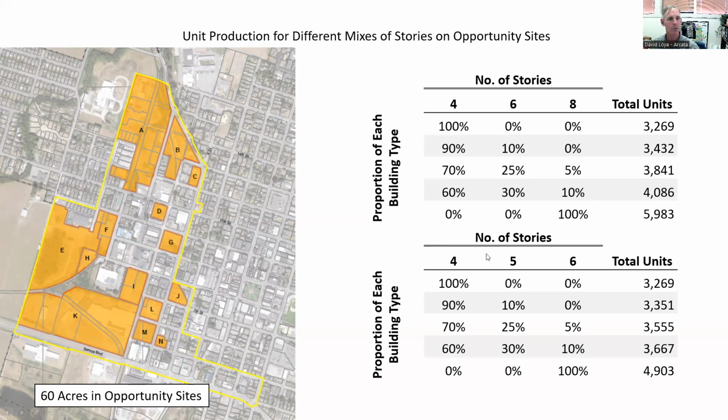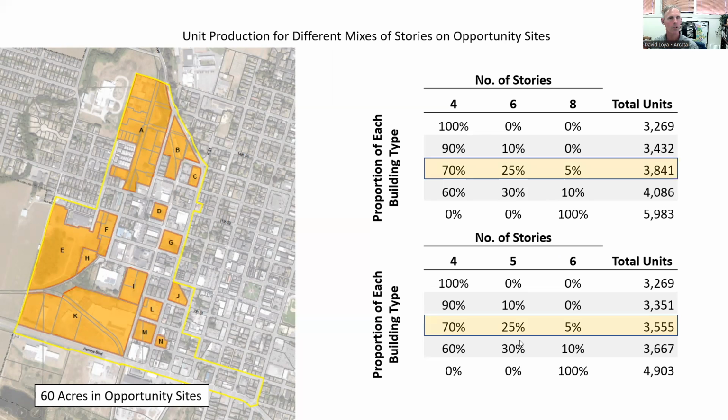We also wanted to look at what happens if you limit it to 6 stories. So instead of allowing for 8 stories in the Beryl District as currently allowed, what if we said 6 stories was the max in the Beryl District? 100% 4 stories, 100% 6 stories. So the proportions are changing. And so these proportions are the same with 4, 6, and 8 as they are with 4, 5, and 6. And so we can compare the totals.